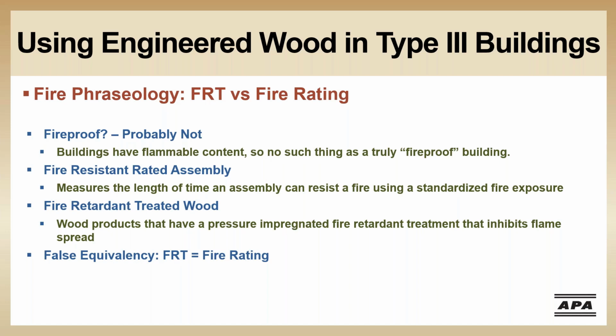Now, fire retardant treated wood refers to wood products that have been pressure impregnated with a fire retardant chemical. So what this does is inhibit the flame spread across the surface of the wood, which may qualify for a reduced fire hazard classification, but does not necessarily impact the fire rating.